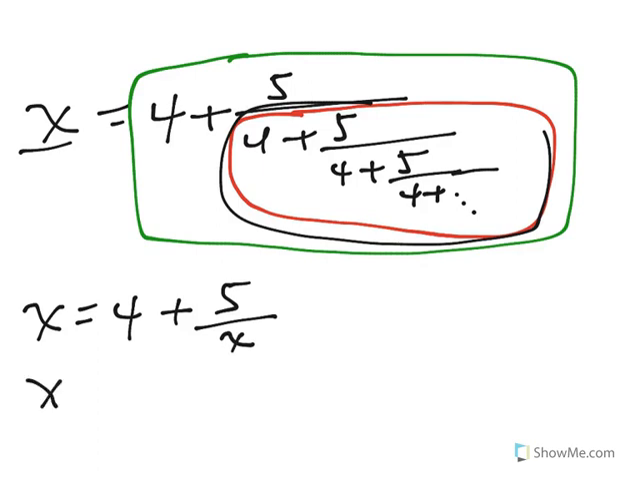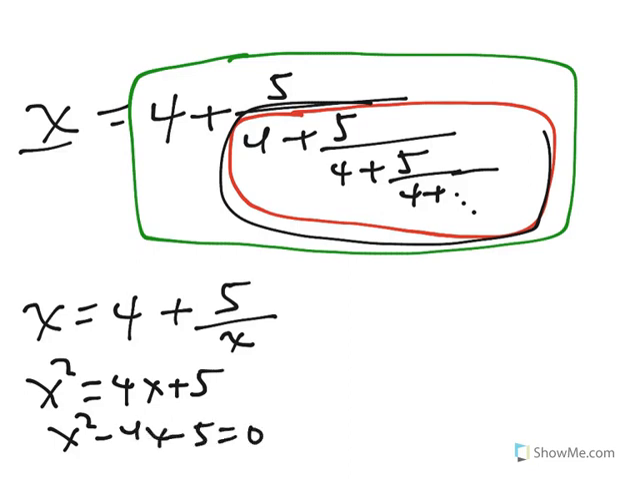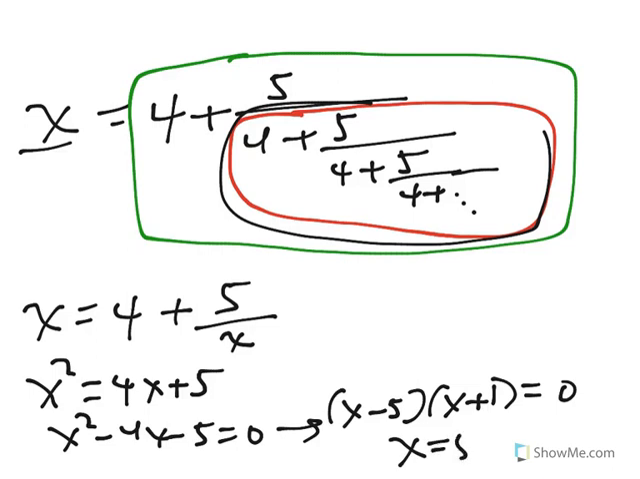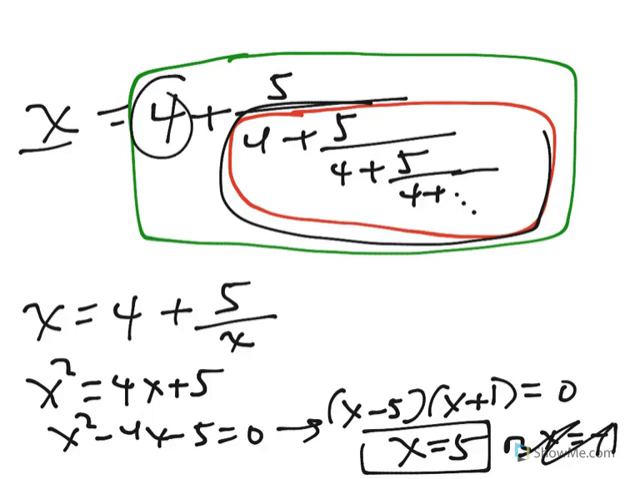Now we can multiply both sides through by x, and we can solve this quadratic equation. In this case, it factors, and we get x equals 5 or x equals negative 1. We're just going to keep the positive answer because this is already 4, and 4 plus something is not going to get to negative 1. So x equals 5 is the answer.